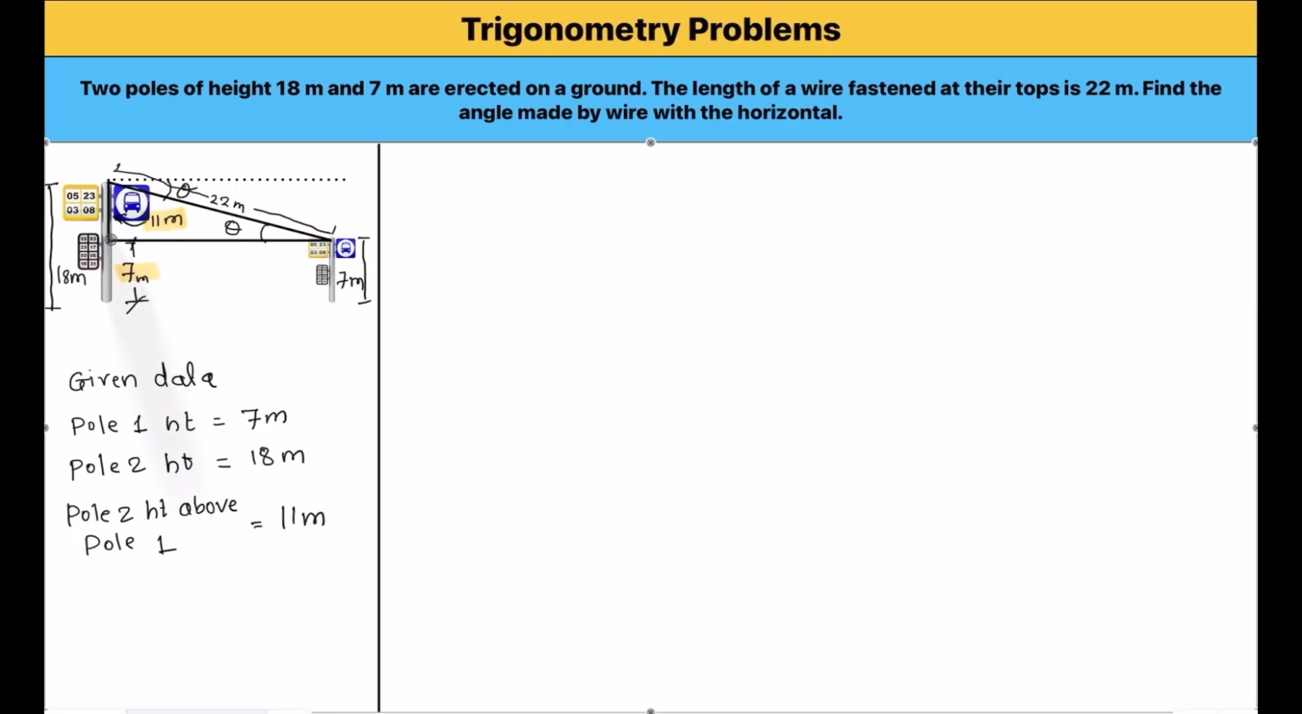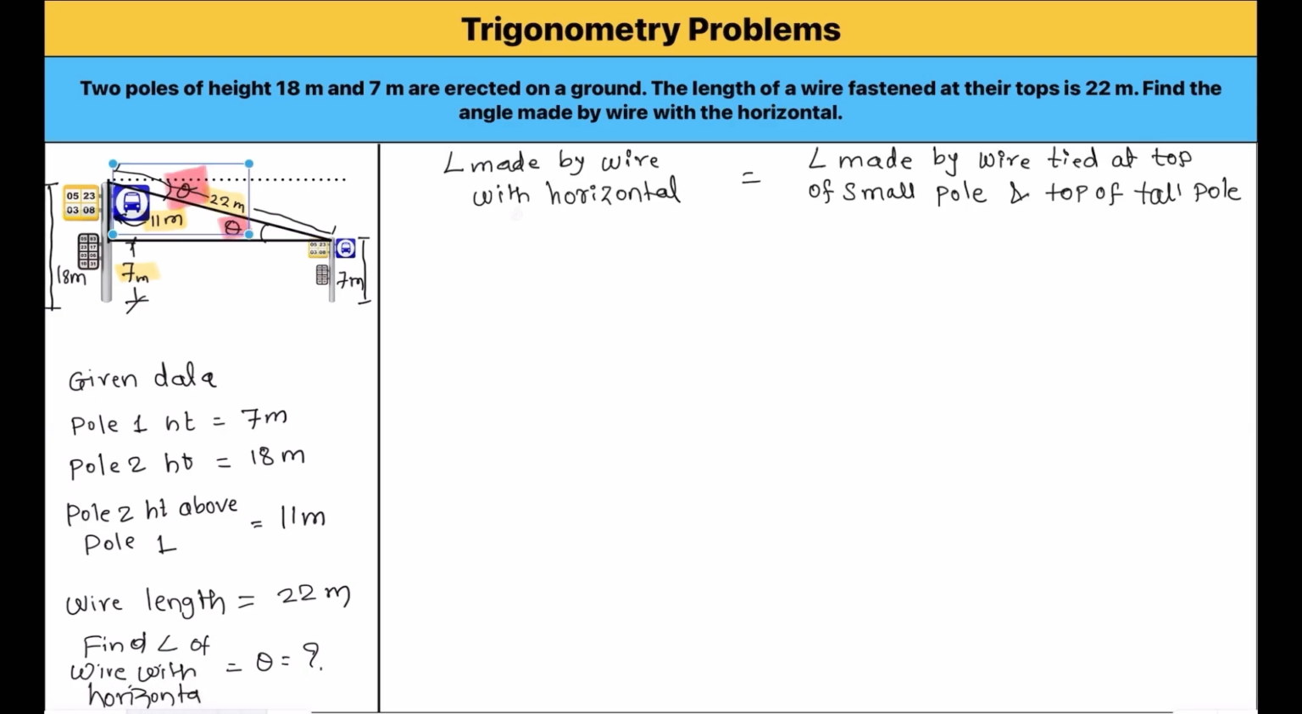So we get one side of this right angle triangle. We already have hypotenuse 22 meters. I'm sure now you are getting some hint how to solve this problem. And we need to find angle theta, which is the angle made by wire with horizontal. I have already shown you the angle made by wire with horizontal. This angle theta is nothing but the angle made by wire tied at top of small pole and top of tall pole, this angle, right? So if we find this angle, then our problem would be solved.